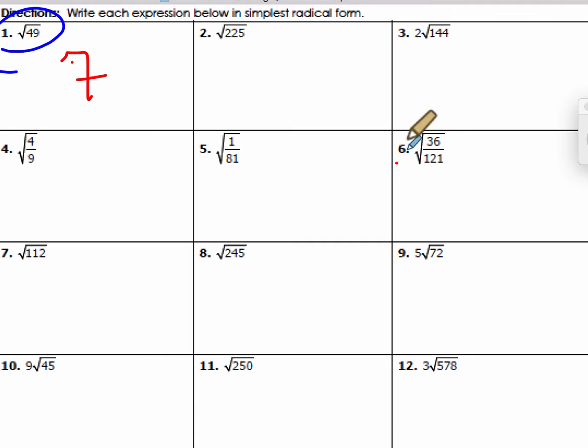Now let's look at number 6. It's the square root of a fraction. When we have fractions, it's the square root of the numerator over the square root of the denominator, and then we simplify each individually. The square root of 36 is 6. The square root of 121 is 11.